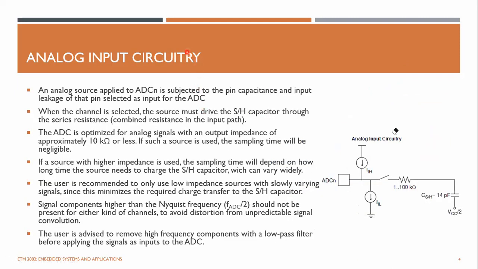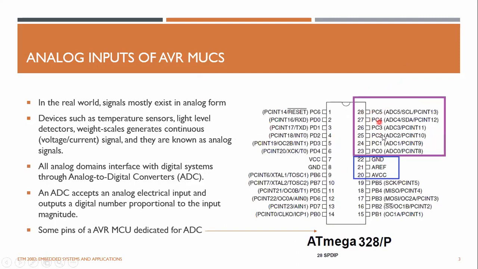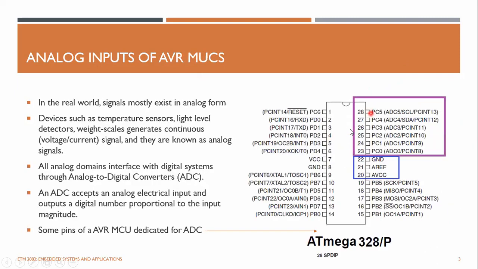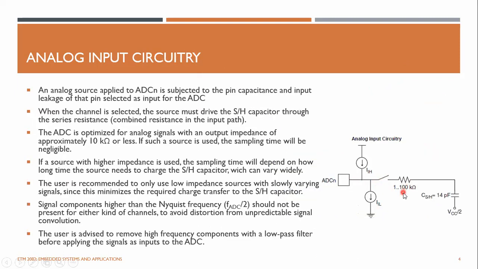Right. So any analog pin, if you select any analog pin, this is what is available to you, this pin, but internally it is something like that. Inside the microcontroller, there's a series resistor which could vary from 1 to 100 kilo ohm, and there's some parasitic capacitance of 14 picofarad, which is connected to half of the power supply voltage.